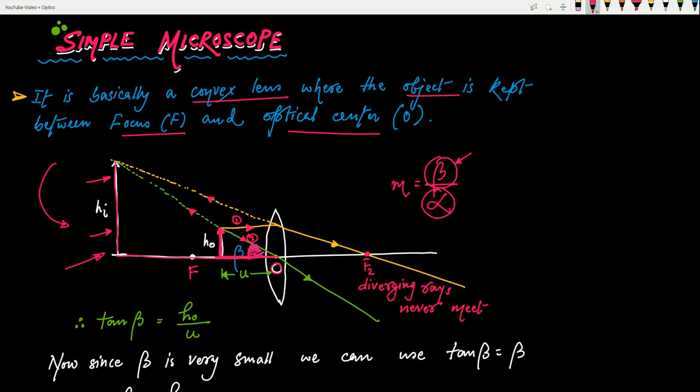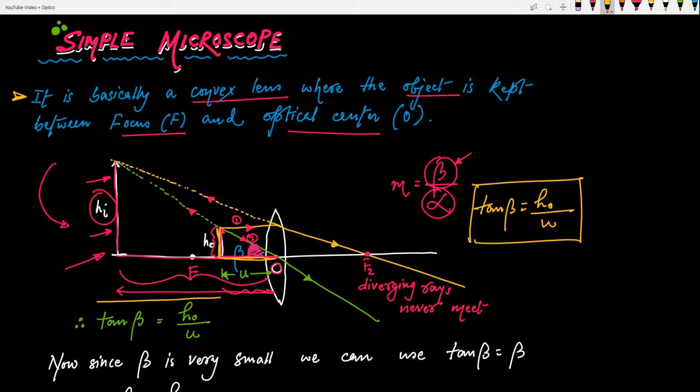But since this distance, the image distance, is unknown to us, but we know that the object is kept at U, we know this distance, we also know the height of the object used. Therefore, instead of using this and this for tan beta, we will be using this height and this base. I hope this is clear. So we can say that tan beta is equal to HO by U. Okay, I hope this is clear. So we got tan beta is HO by U, where HO is the object height and U is the distance of the object from the lens.